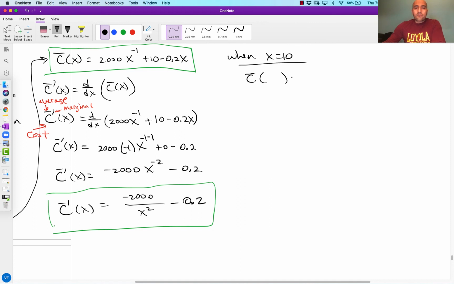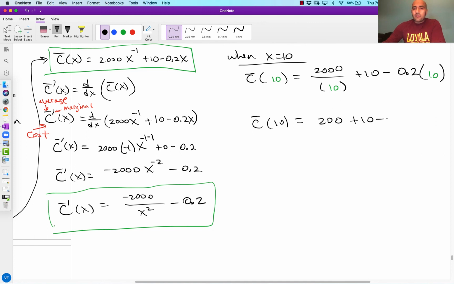So the average cost function is equal to 2,000 over x. That's this part. I'm putting the x back underneath the 2,000, plus 10 minus 0.2 times x. Let's put a blank there. Let's come back over here and put a blank there. And so we're going to evaluate this one. That's a 10, that's a 10, and that's a 10. So we get the average cost is going to be equal to, canceling, 200 plus 10 minus 2. So that would be average cost, and we have 10 is equal to 208.